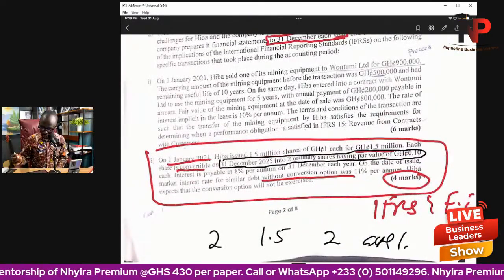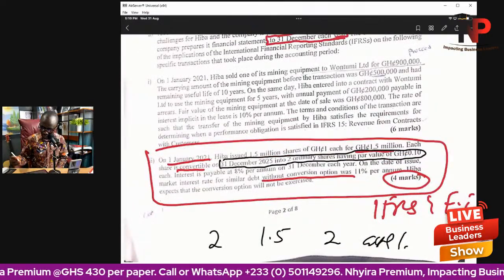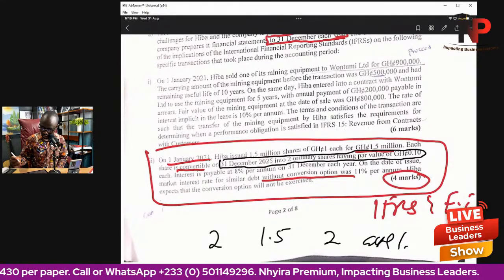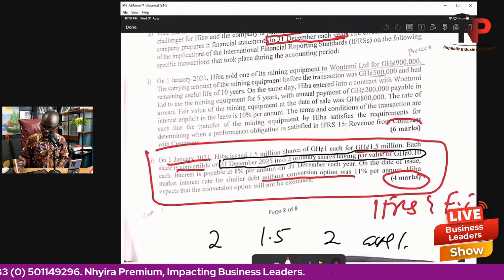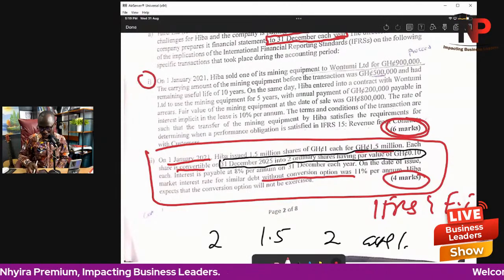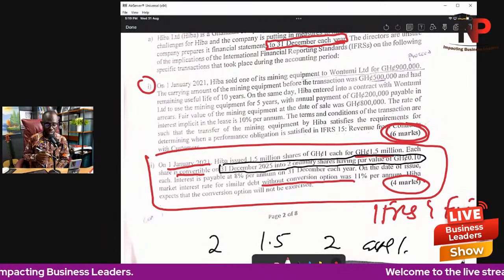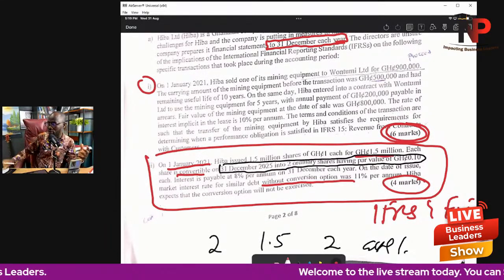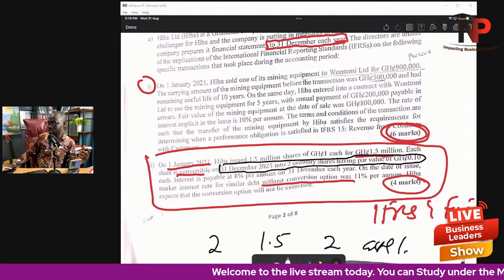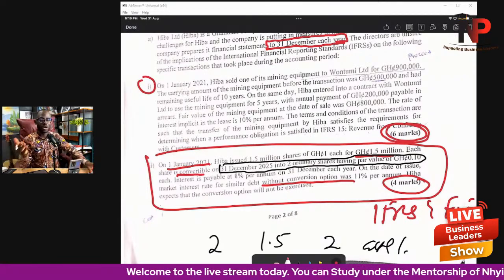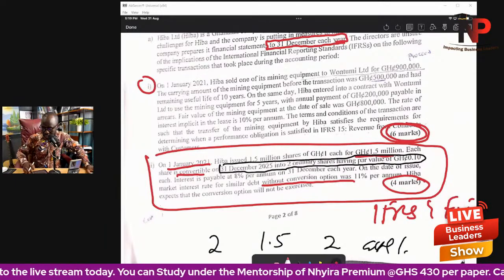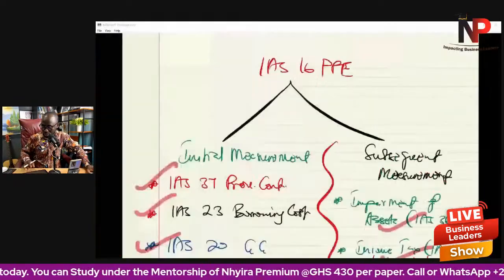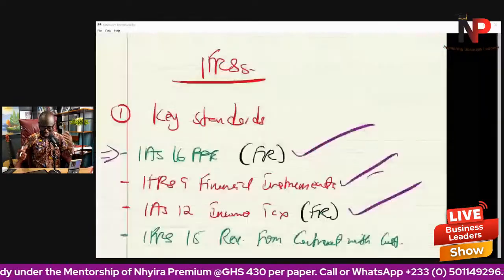Okay, I think it's a 6-mark question here in that particular case. Yeah, it was a 6-mark question, question 2(i). So you're supposed to use the principle of leases with IFRS 15, whether the performance obligation has been satisfied. And so that is where those relationships come in, and that's how the question will be set.